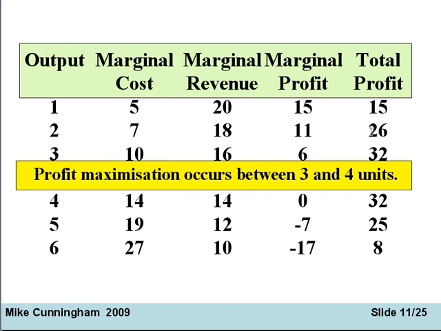We add 6 to 26 to give us 32. So the marginal profit, the profit from the third one, is added to the 26 to make 32.